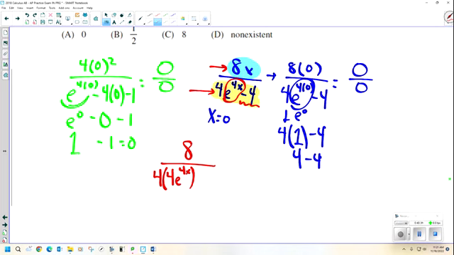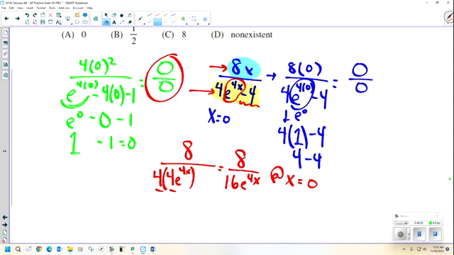So let's clean this up. We have 8 over 4 times 4 is 16e to the 4x. I'm going to try one more time at x equals 0. This is L'Hopital's rule. If I put in any value in a limit and I get 0 over 0, I take the derivative of the top separately and the derivative of the bottom separately and try it again. If I get 0 over 0, I do it again, take the derivatives.